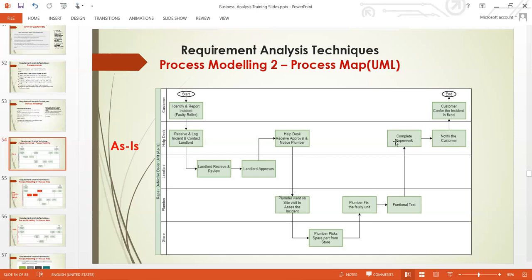And the help desk completes the paperwork, then calls the customer to confirm that the incident has been resolved. And the customer says yes, the boiler is now working well. And now they close the process. And that's the end of the process. But this particular process is where the problem lies. The problem is that it takes a long time to resolve.